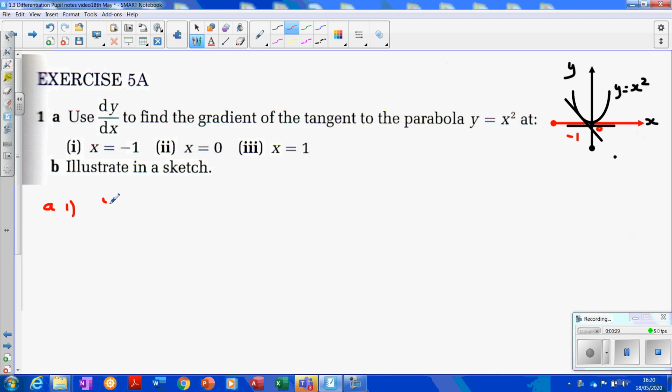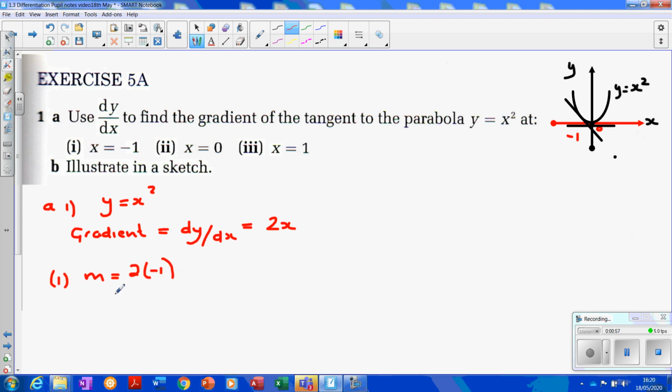We've got y is equal to x squared, so the gradient of the tangent is dy by dx. The derivative of x squared is 2x. Now I only need to do that once because I can use that gradient for these 3 questions. So for part 1, the gradient, where x is minus 1, is 2 times minus 1, which is equal to minus 2. I want to find the gradient of the tangent, so I'm done, it's minus 2.